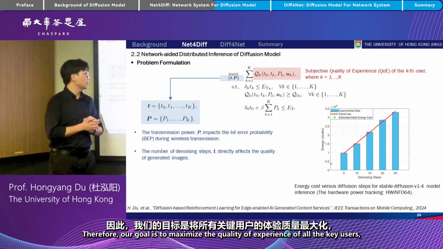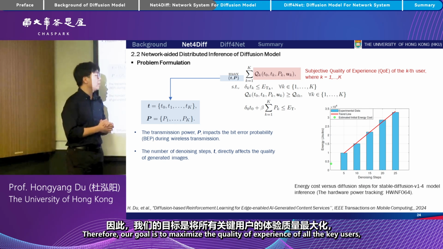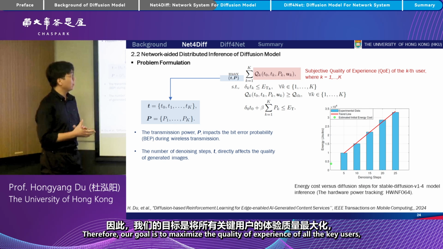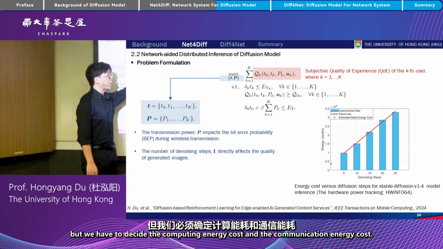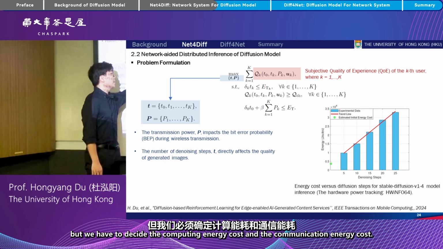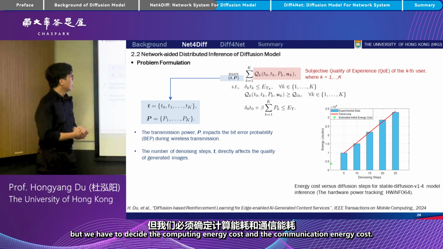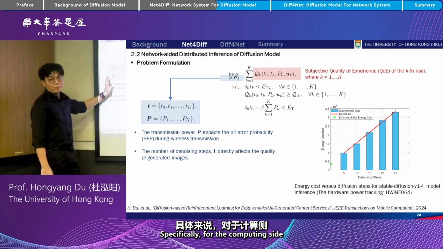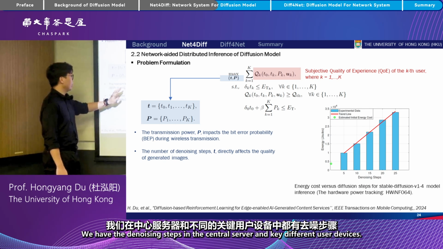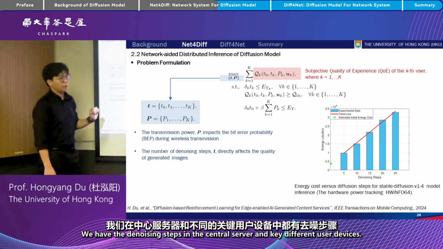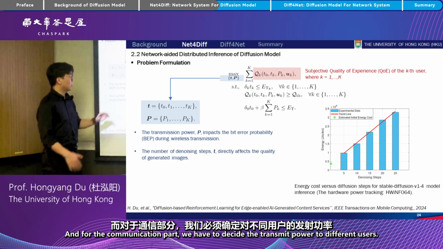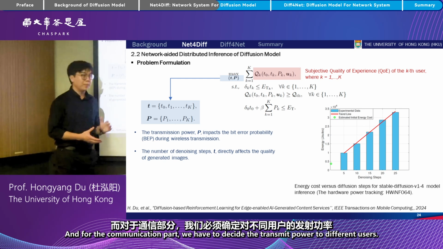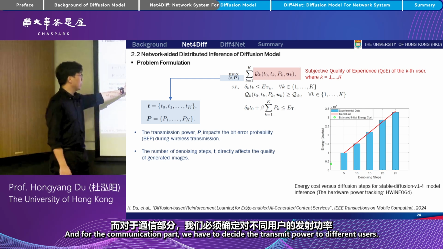Therefore, our goal is to maximize the quality of experience of all the key users, but we have to decide the computing power, computing energy cost, and the communication energy cost. Specifically, for the computing side, we have the denoising steps in the central server and the key different user devices. And for the communication part, we have to decide the transmit power to different users.